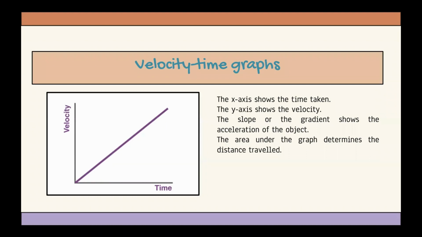Velocity time graphs. In a velocity time graph, the x-axis shows the time taken, the y-axis shows the velocity, the slope or the gradient shows the acceleration of the object, and the area under the graph determines the distance traveled by the object.